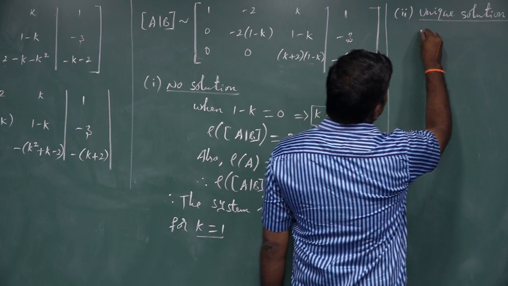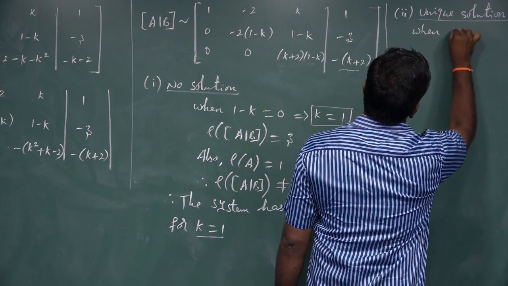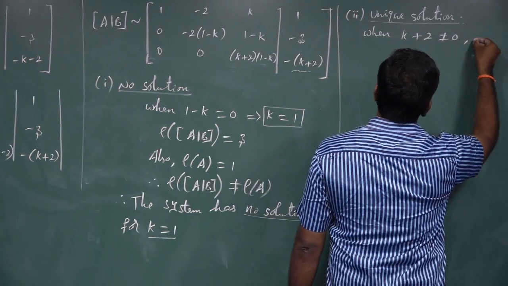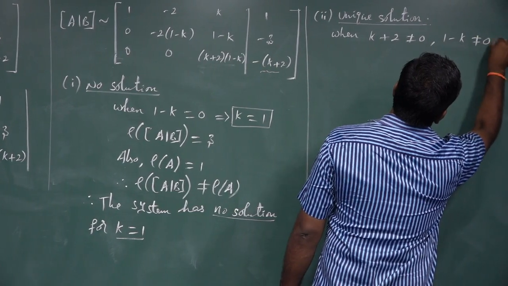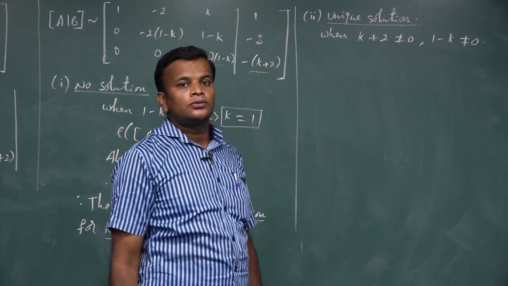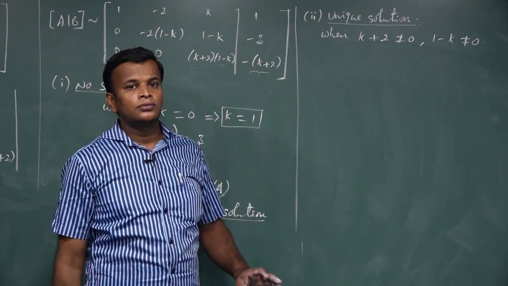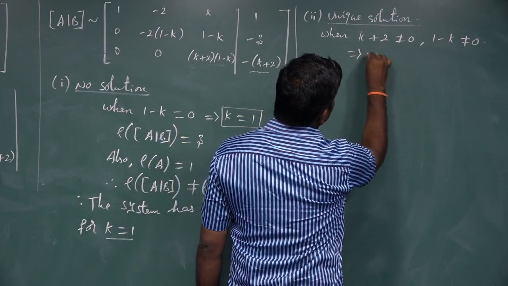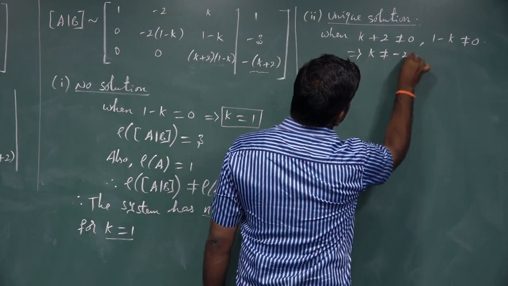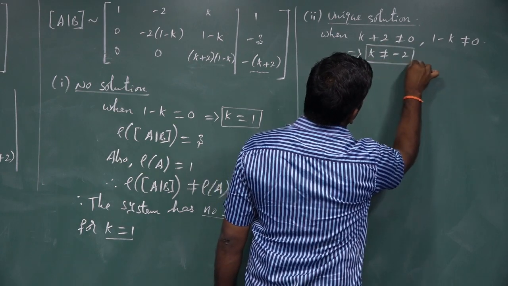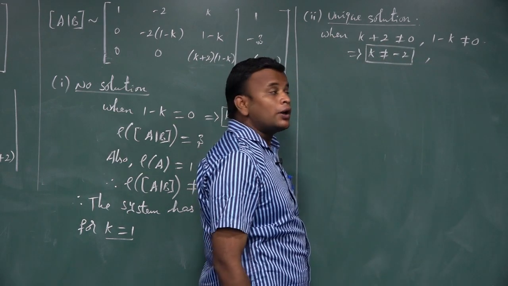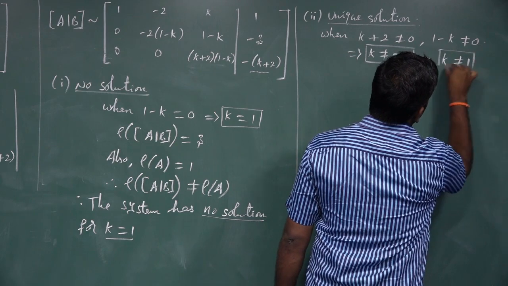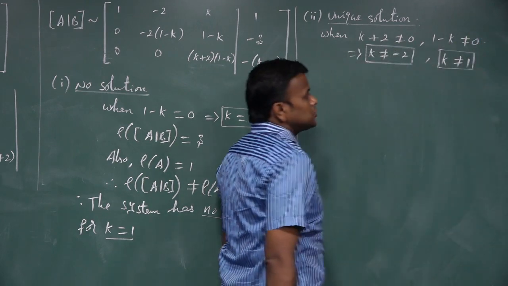So in unique solution, we write when K plus 2 is not equal to 0 and 1 minus K is not equal to 0. These two factors are non-zero. I take K plus 2 and 1 minus K. K plus 2 is non-zero. What about K? The value of K is not equal to minus 2, as 2 goes to that side and becomes minus 2. And 1 minus K is non-zero, so the value of K is not equal to plus 1. Minus K goes to that side and becomes plus 1.